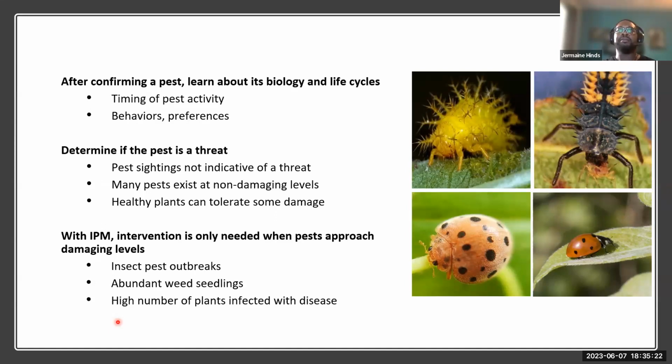So, one pest sighting is not necessarily indicative of a threat. It could be just passing through, or it could just be a non-pest species. Many pests exist at non-damaging levels, but it's not until you get to a concerning level where you want to knock them back. Healthy plants can tolerate some damage, and with IPM, intervention is only needed when pests approach damaging levels, like insect pest outbreaks, abundant weed seedlings, and a high number of plants affected with disease.